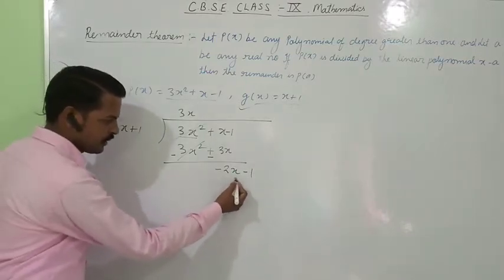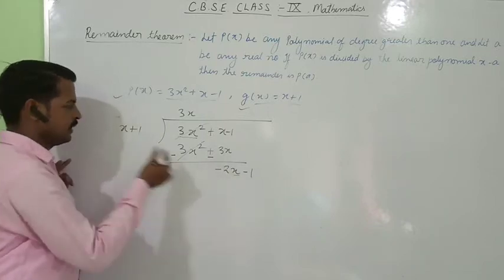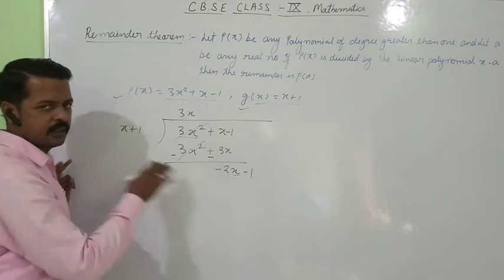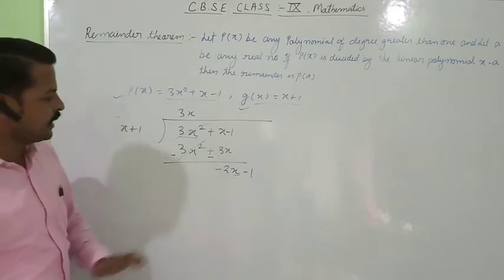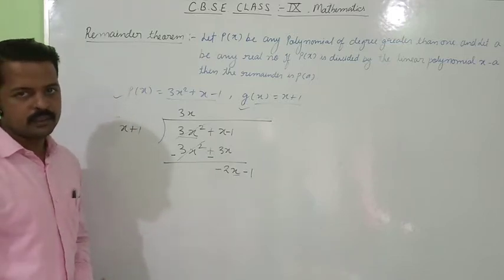Now see degree. We have to check the degree of the dividend. Here degree of the dividend is 1. Here degree of divisor is 1. It is same. If the degree of dividend is less than degree of divisor, we have to stop the division process.